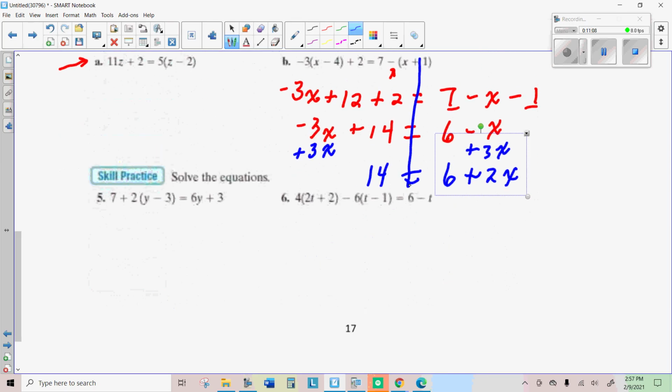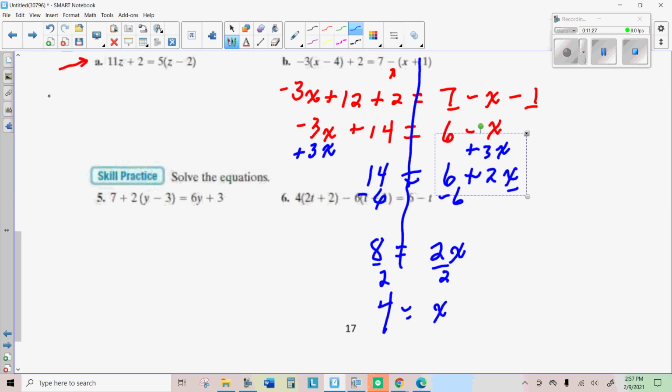I need x all by itself, right? So I need to get rid of this 6 here. 14 minus 6 is 8. And then just divide by 2 to get 1x. So my answer is 4.